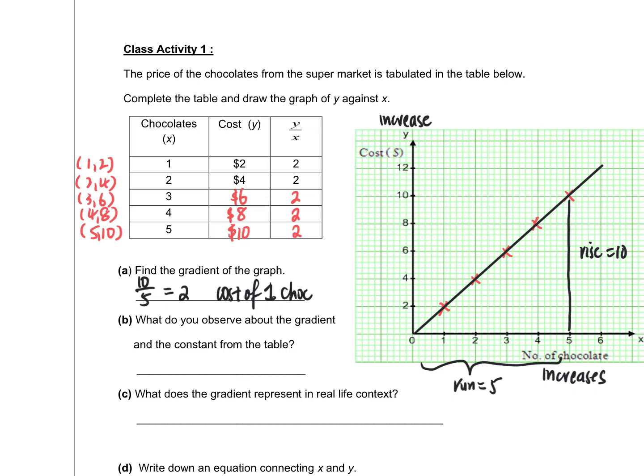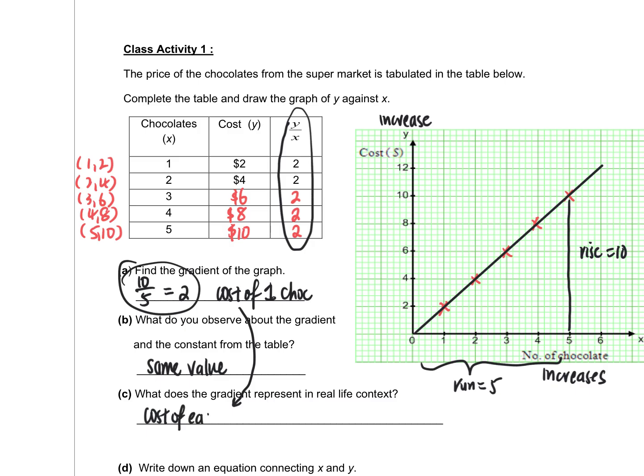Okay. What do you observe about the gradient that you have calculated versus this that you have found? It is the same. Same value. Okay. So what does the gradient represent in real world context? The cost of each additional chocolate.